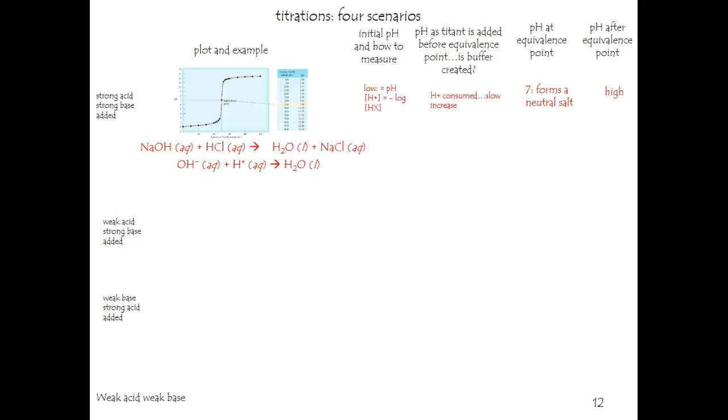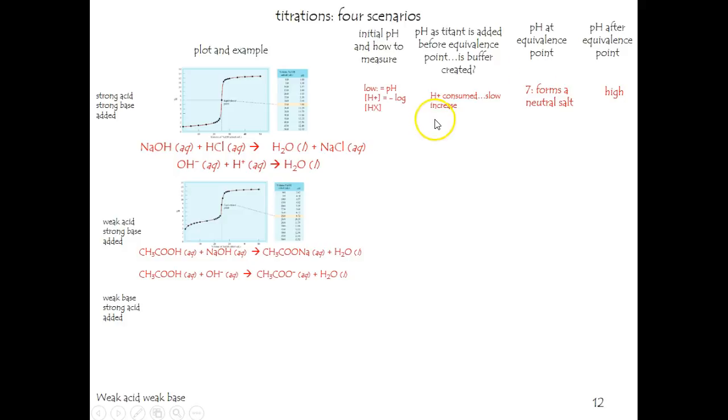All right, a weak acid with a strong base added. That's a classic example of a titration situation where you're going to make a buffer. In other words, we've got, say, a weak acid like acetic acid. We're going to drip in some sodium hydroxide of a known concentration, and we'll make some sodium acetate and water. Notice that we're not making a neutral salt. This is the conjugate base of this weak acid, which means that it is weakly basic.